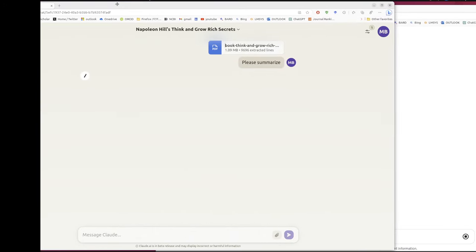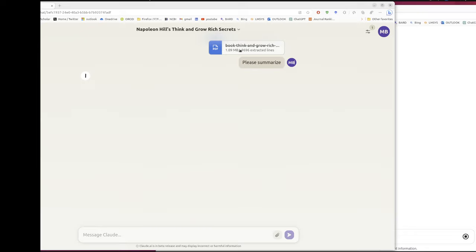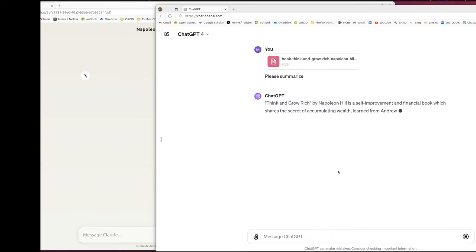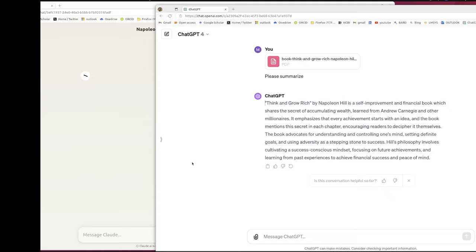Let's see how long both take to read this document, by OpenAI ChatGPT as well as Claude. That's the first parameter. The same document, as you can see, Claude is showing it's 1 MB, but it has extracted 9696 lines, and the document is 400 pages long. So in terms of reading it, I think ChatGPT is faster. It has read the document and made a summary, probably. You can see it's not bad, but it's really summarized.